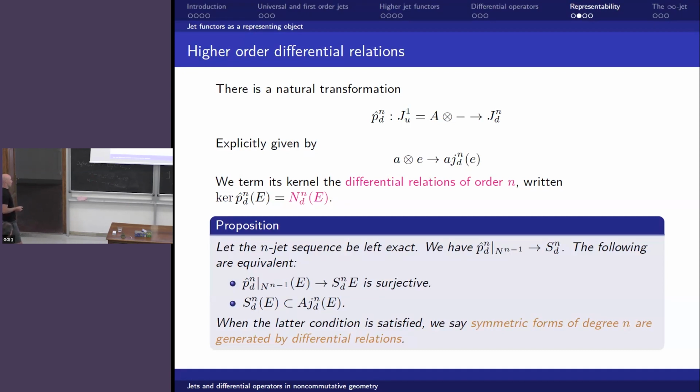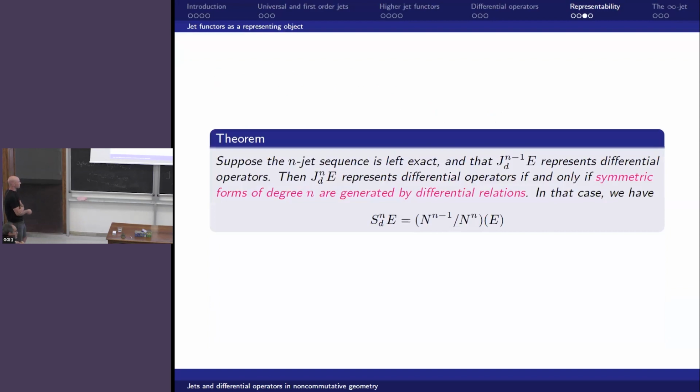Classically, jets always represent differential operators, so perhaps this perspective wasn't known classically because there's no differentiation between these things, but it's somewhat surprising from the classical perspective that this is required. It wasn't even known that jets were generated by prolongations classically, although we found that to be the case. So if you want jets to represent differential operators, one way you can see this is if your quantum symmetric forms are a quotient of these higher order differential relations.